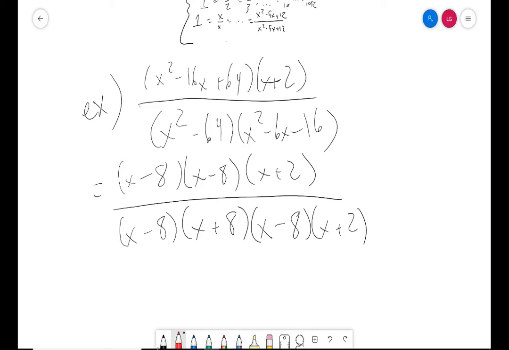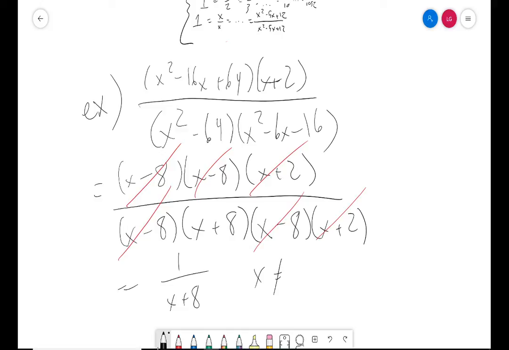Okay. There we go. Where x cannot be 8, negative 8, or negative 2.